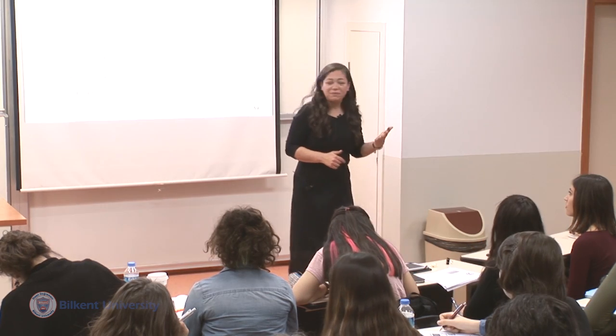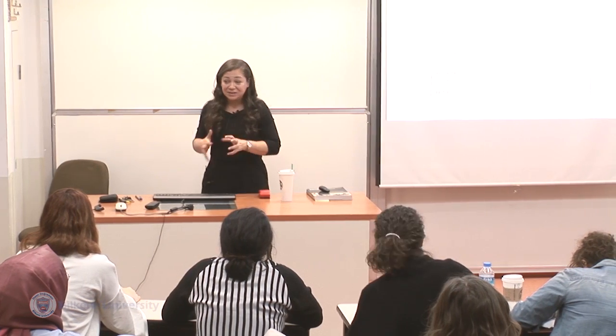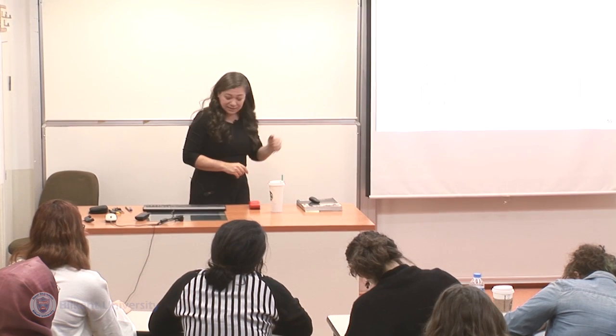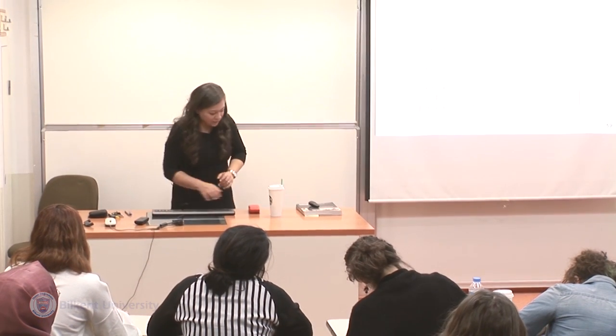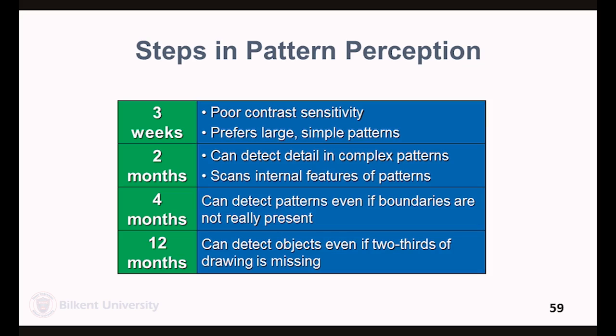So if you think about face as a pattern, it becomes even more interesting to think about how babies develop the ability to scan, to retain these patterns. So at 3 weeks, we have poor contrast sensitivity. At 3 weeks, infants prefer large and simple patterns. Their seeing is not really fine-tuned enough for them to actually see the details. That's why they're actually going for these large, simple patterns.